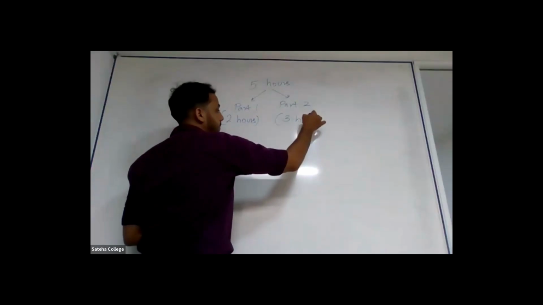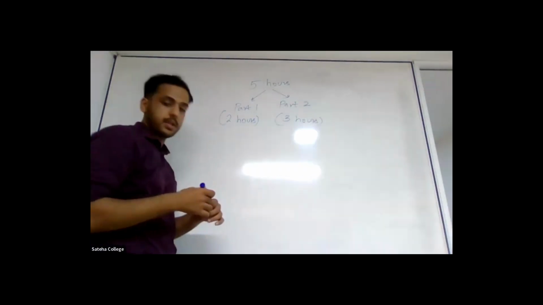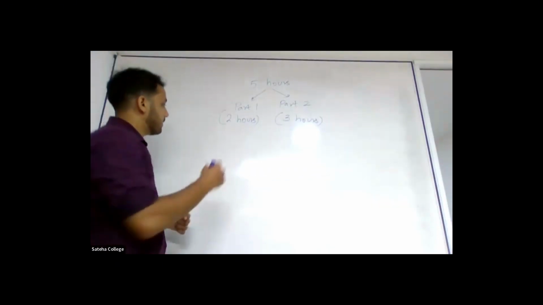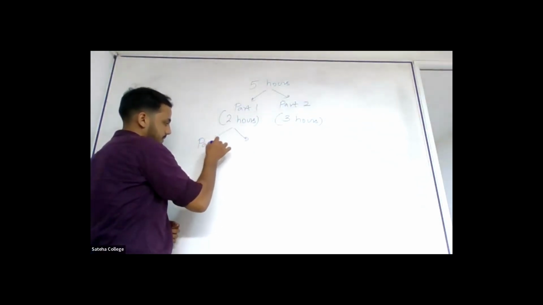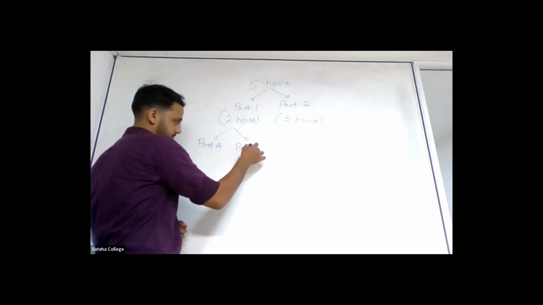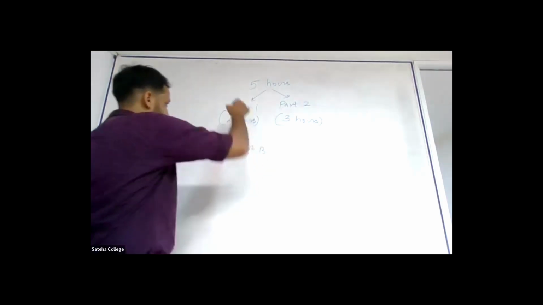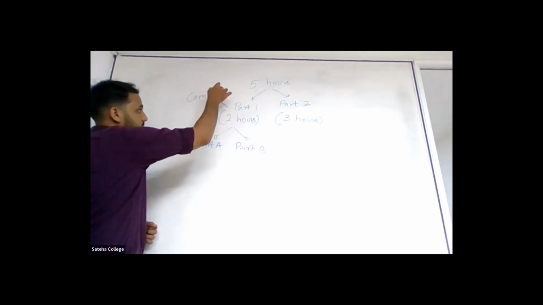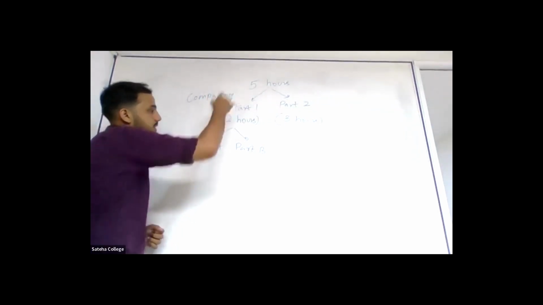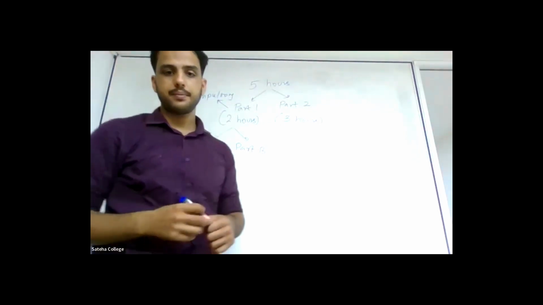Part 2 is a 3-hour paper. Okay. So then this part 1 again has part A and part B. Remember, this part 1 is a compulsory paper. There is no choice. All the questions should be answered in your part 1 paper.